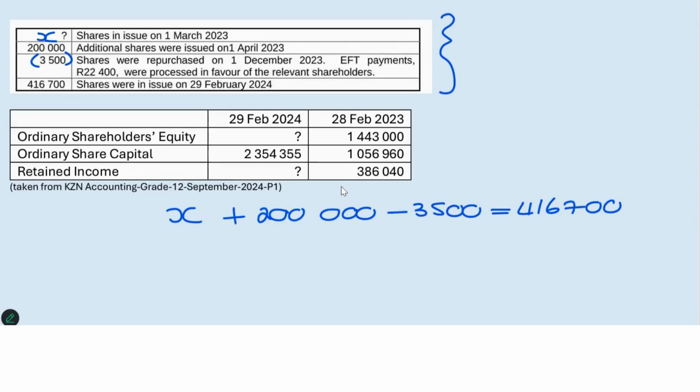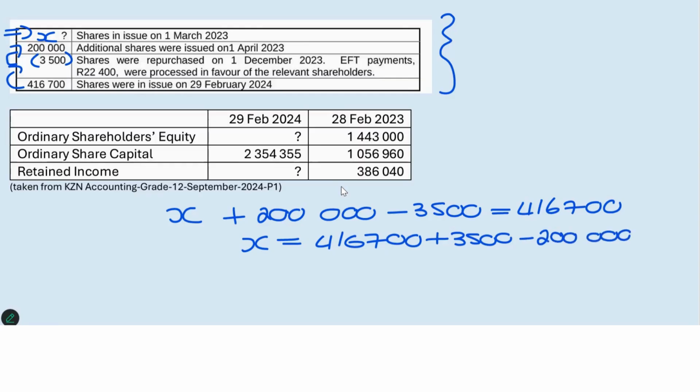Otherwise, you can discuss your method of just working backwards. I'm just taking the total at the end, that 416,700, and then I work backwards. But as we said, you must change your sign. So I will add the 3,500 and minus the 200,000. So then we will get to the same answer, which is? Right, so this way we will say 416,700 there, and I'm adding back the shares that were repurchased, and then we are minusing the amount that was added on this side, which is the additional shares purchased.